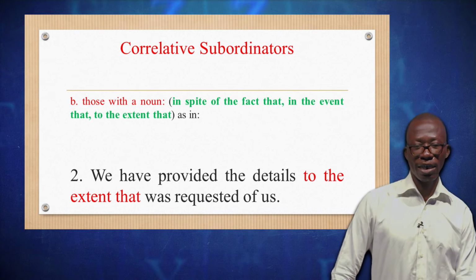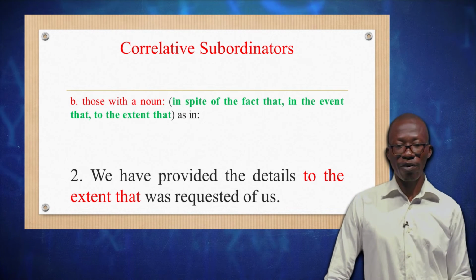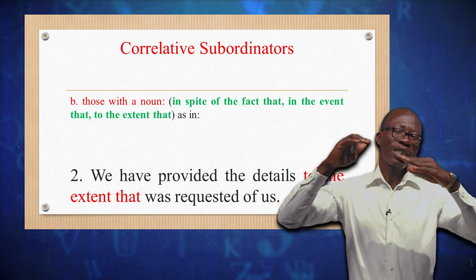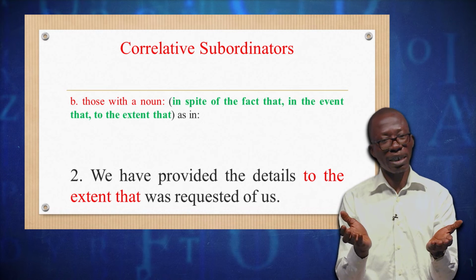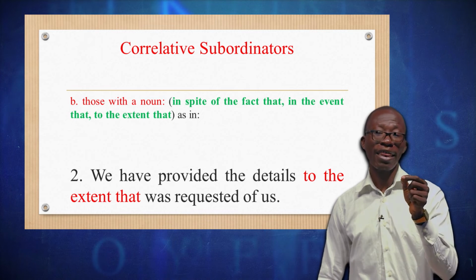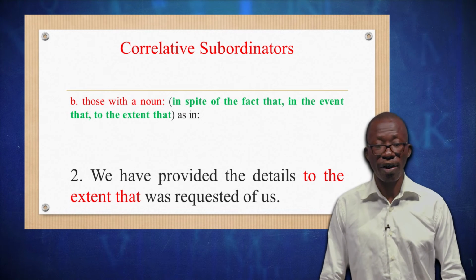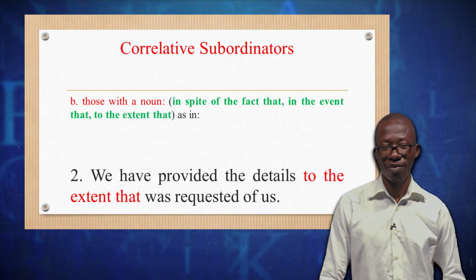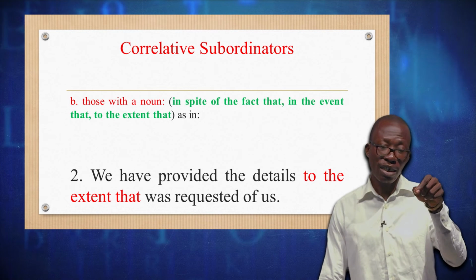We have provided the details to the extent that was requested of us. Sentence 2. We have provided the details to the extent that was requested of us. So the level to which the message was provided is within the request. The degree at which the message was provided is within the request. Here we are using to the extent that as a subordinator, and therefore we realize just after it, our subject for that clause was requested of us is there. That's an implied subject. And what is that implied subject there? We provided details. We provided the details to the extent that was requested of us. What was requested of you? The details.